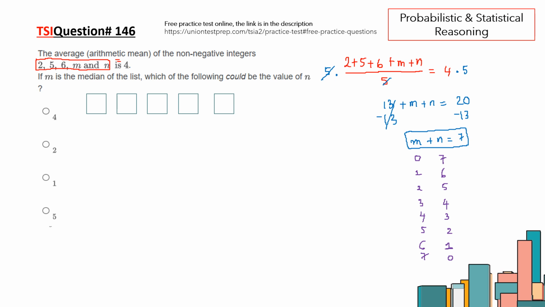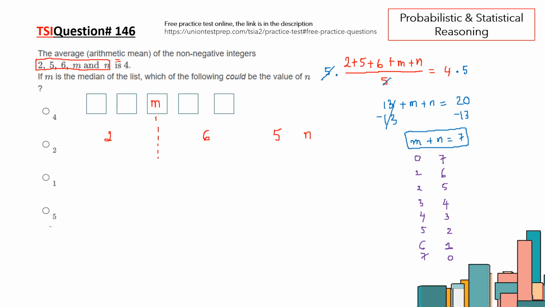Now we know that m is the median of the list, so the middle position will be m. If we have 2 on this side and 6 on this side, then we have 5 and n. Whatever the position of 5 is, n will be opposite to it.